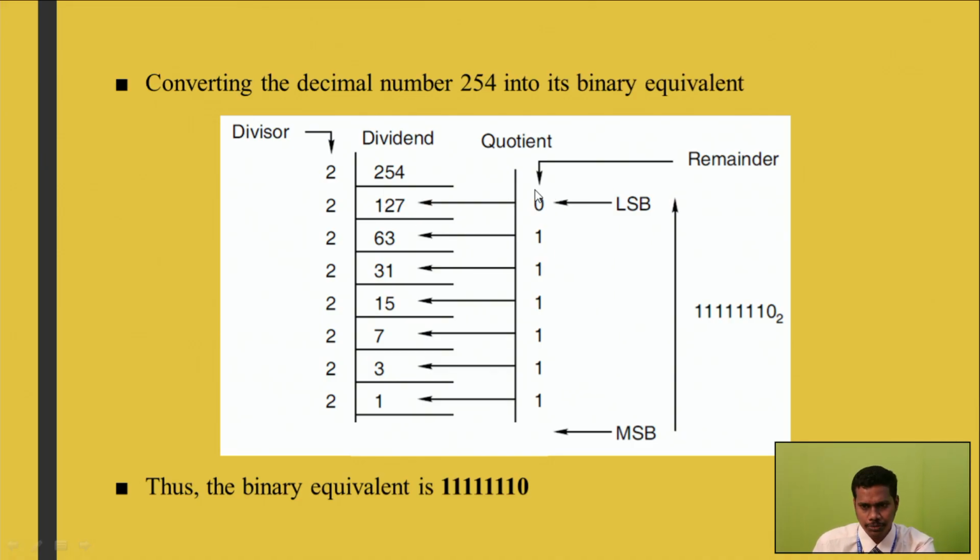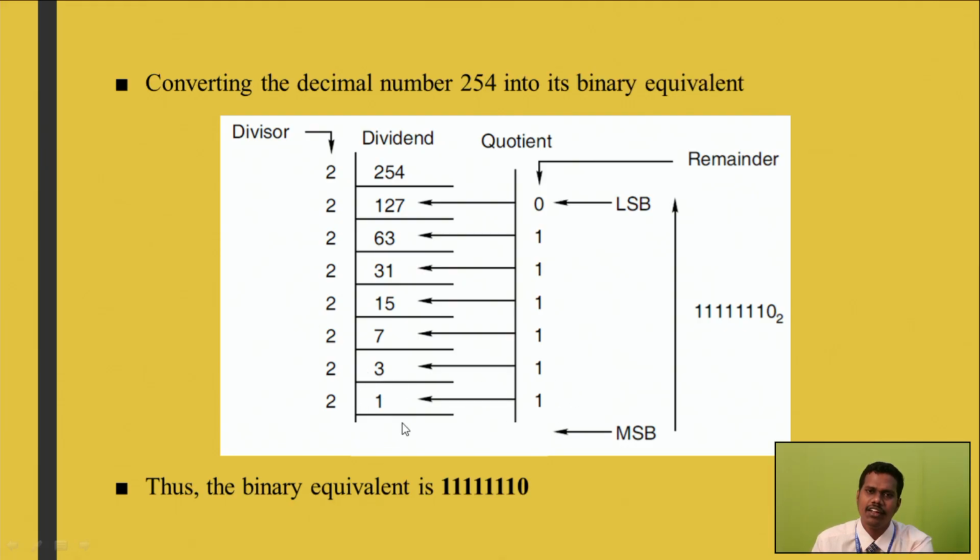0. Here the remainder will be marked, separated from the quotient value using some lines. After 127, that will again be divided by 2, the quotient will be 63 and the remainder will be 1. Likewise, the division process will be continued until the quotient value is 1. So while dividing 3 by 2, it gives the quotient value 1 and the remainder value 1.